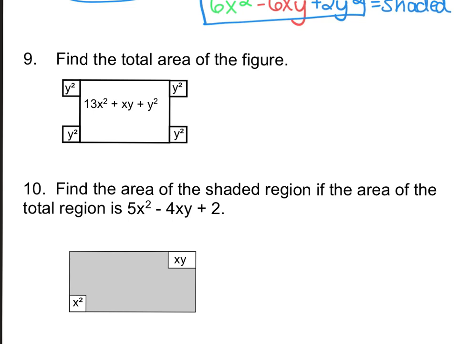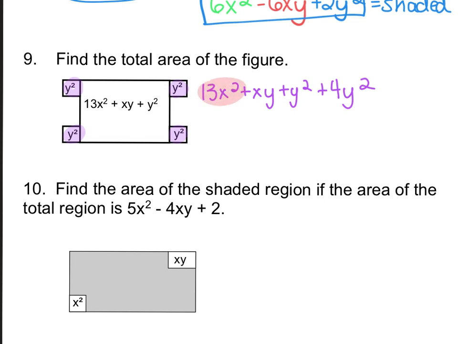Okay, so number 9 says find the total area. They give us the area of each little piece. We need to add it all together. So I'm going to take the big one, 13x squared plus xy plus y squared. And then we want to add in 1, 2, 3, 4 y squareds to get our total. So let's combine like terms.